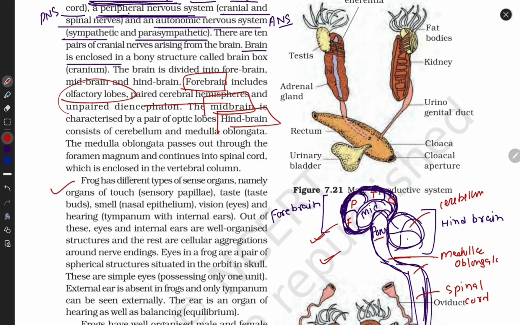They have some sensory organs. Like the cockroach, they have antennae. They also have sense organs. They sense touch with the help of sensory papillae. They sense taste with the help of taste buds. They sense smell with the help of nasal epithelium, and they sense vision with the help of their eyes. And last, they sense hearing with the help of tympanum ears. They have tympanum ears, guys.